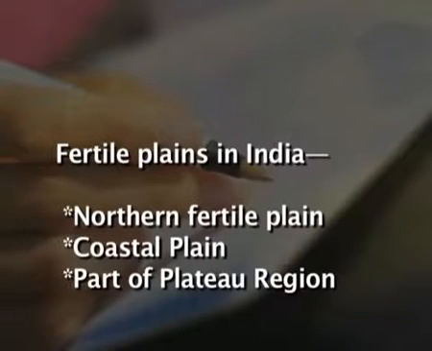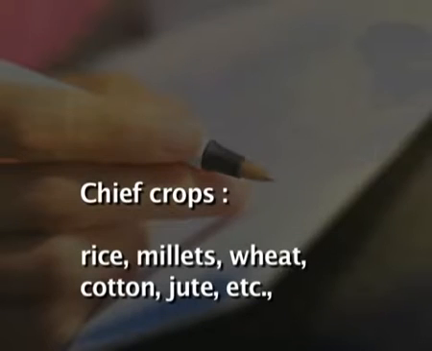And the 4th point: fertile plains in India, dash, and then sub points: 1, northern fertile plain, coastal plain and part of plateau region. These are 3 sub points that come under the main fertile plains in India. And finally, chief crops: rice, millets, wheat, cotton, jute, etc. So this is how we make notes, main points and then sub points. And in between we use a number of abbreviations, a number of symbols. Sometimes it's very essential.